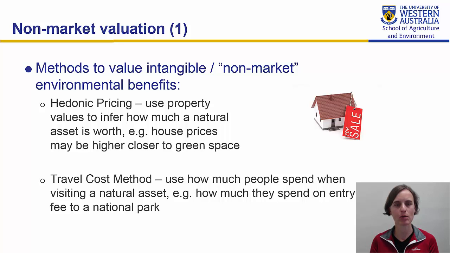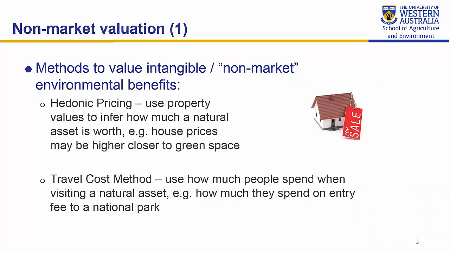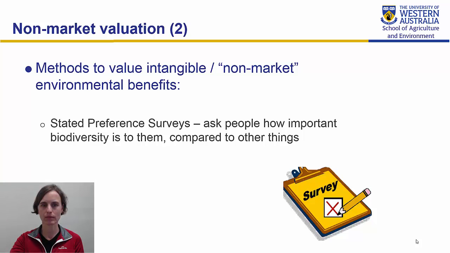So we could look at how much they are spending to visit Ningaloo Reef. You could also look at, well, what if we were to raise an entrance fee to a national park? How would that affect visitation? And that again gives us an indication of how much people are willing to pay to get the benefits from that environmental site. You don't need to know how these work exactly, but I do want you to understand that these methods exist and what type of values you may be able to estimate using these non-market valuation methods.